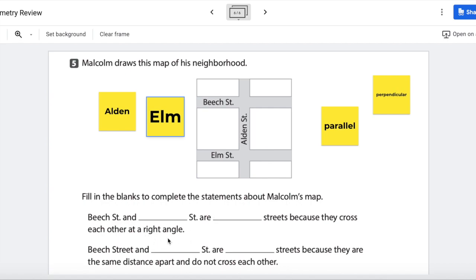So basically, you just have to work this sentence backward. You're looking for a right angle. Which word means that? And then which street is at that angle with Beach Street. The other statement, which after you've done the first one, you should only have 2 choices left, so that will make it easier, but do double check that it's true. Beach Street and blank street are blank streets because they're the same distance apart and do not cross each other. So if you've done this right, whichever math word is left will mean the same distance apart and don't cross each other. And it will be true with the street name.